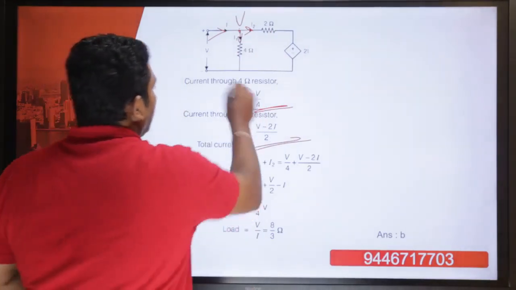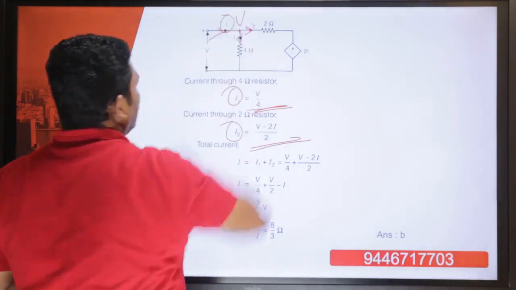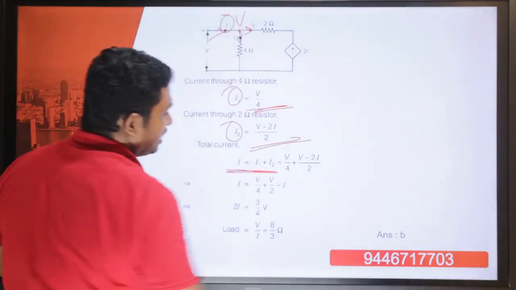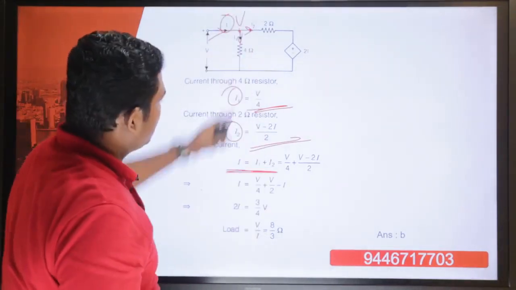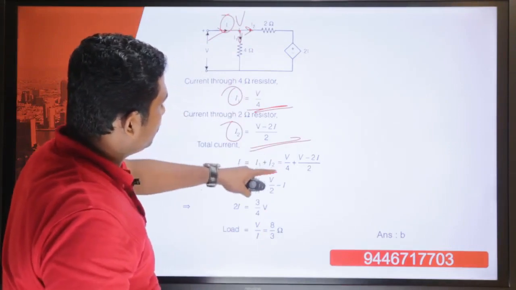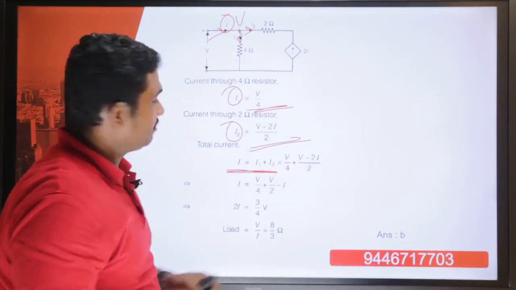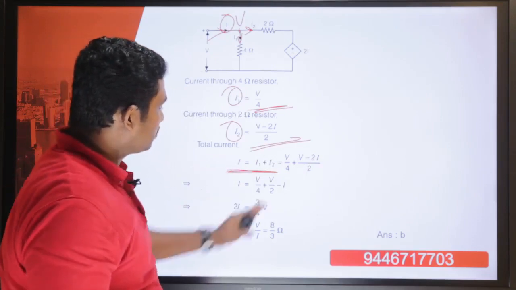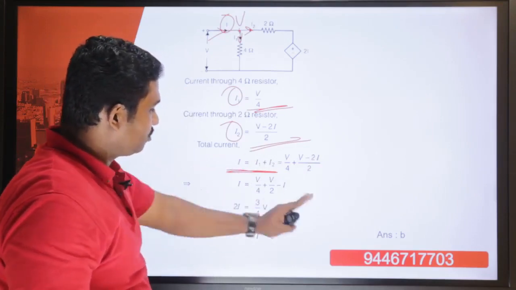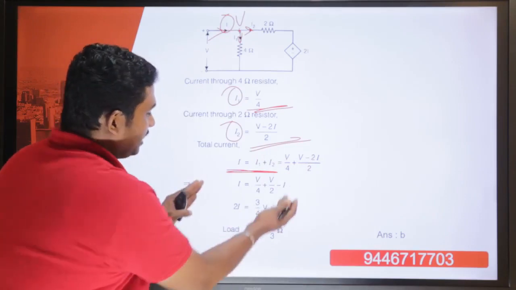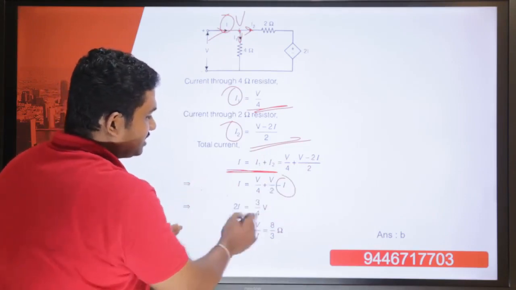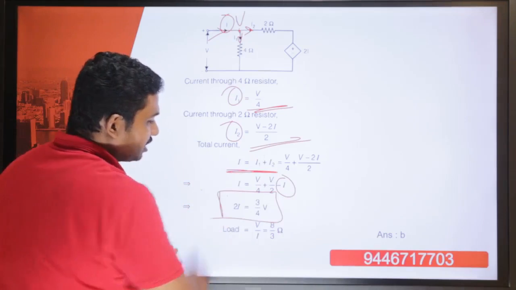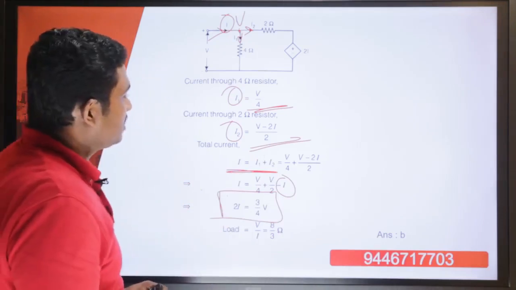And you see I1 plus I2 is the main current I. So we can sum it as V by 4 plus (V minus 2I) divided by 2. From this you will get I is equal to V by 4 plus V by 2 minus I, or you can bring this I to the left hand side, it becomes 2I is equal to 3 by 4 V.